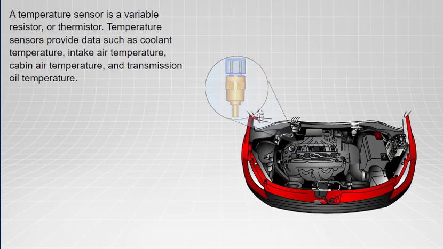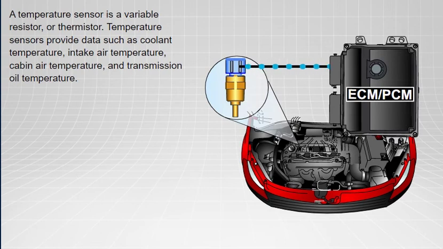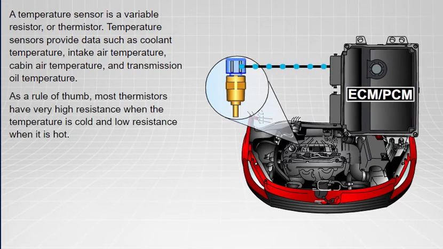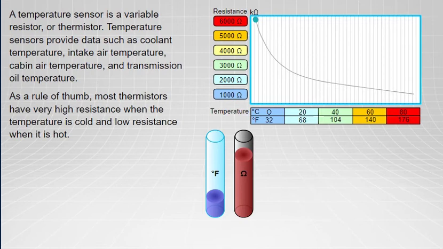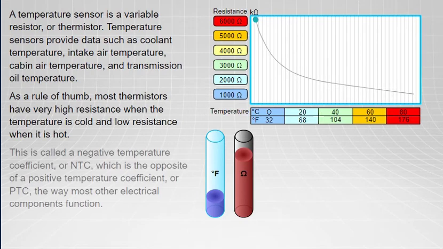A temperature sensor is a variable resistor, or thermistor. Temperature sensors provide data such as coolant temperature, intake air temperature, cabin air temperature, and transmission oil temperature. As a rule of thumb, most thermistors have a very high resistance when the temperature is cold and low resistance when it is hot. This is called a negative temperature coefficient, or NTC, which is the opposite of a positive temperature coefficient, or PTC, the way most other electrical components function.